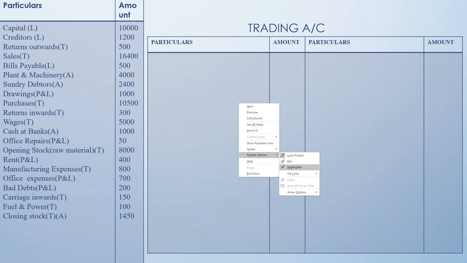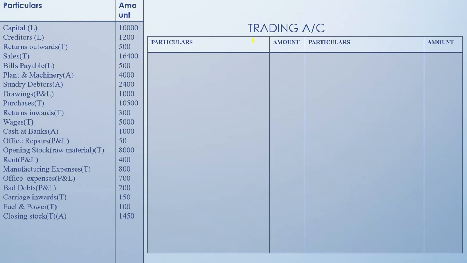This is the format of any trading account. In the trading account, on the left-hand side you can record all the expenses and losses, and here you can record all incomes which are related to the manufacturing or any production.